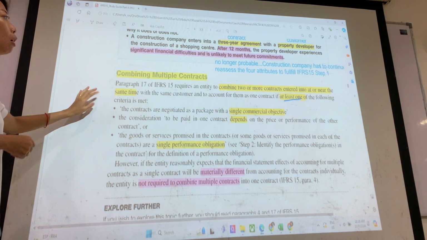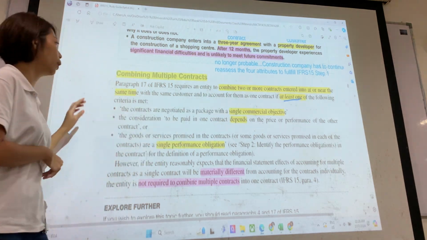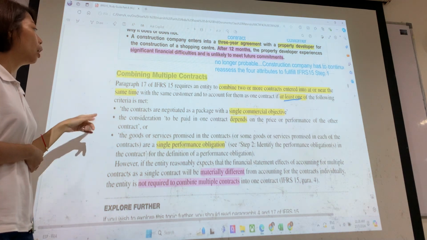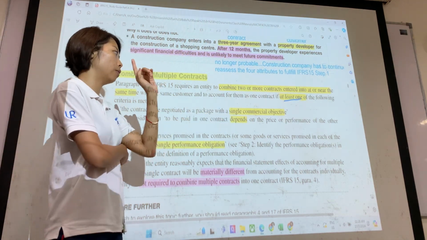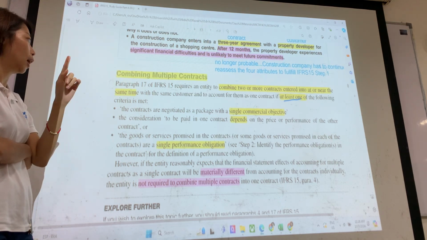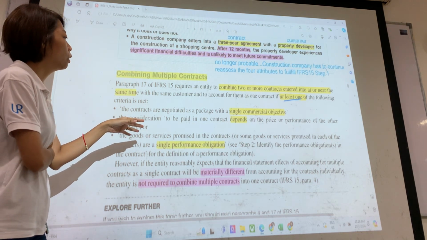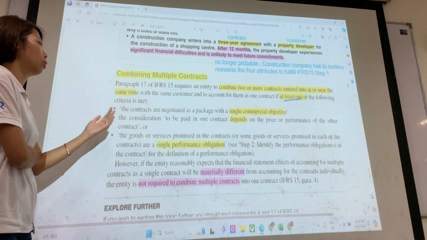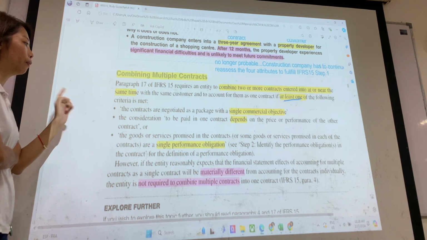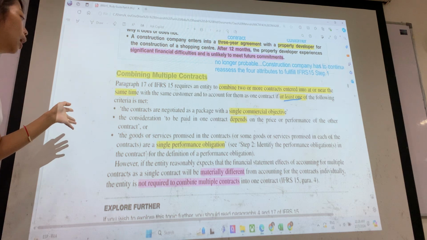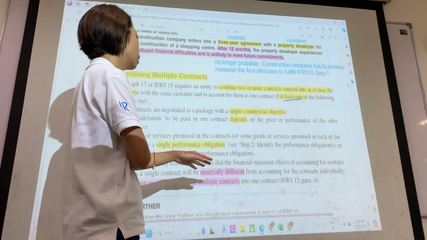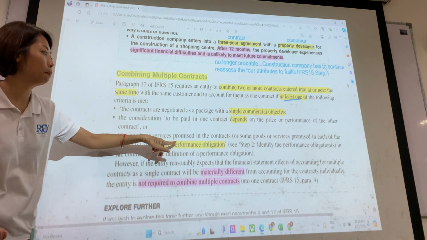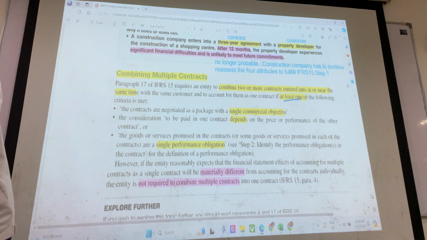Alright, now we can actually combine them if one of the following is met. One of means one of, not all. Either one. So if it is with a single objective, the same objective, one objective only, okay. If the consideration to be paid in contract A depends on the price of contract B, then okay. If there is only one performance obligation, then okay. However, if it is materially different in our accounting treatment, then we don't combine them. So just like I said, PO refers to performance obligation.